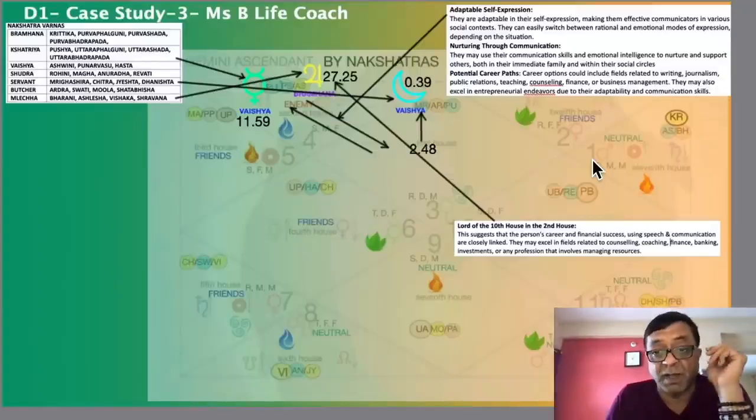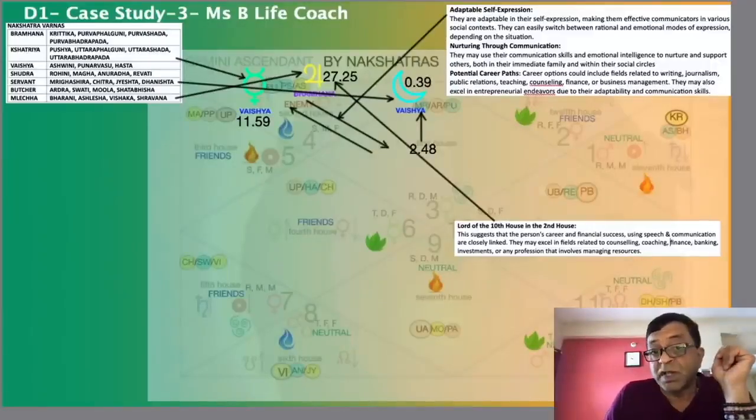There has to be lots of blah, blah. Are closely linked. They may excel in fields related to counseling, coaching, finance, banking, investments, or any profession that involves managing resources. In this case, you might call it people's resources, if that's what pleases you, okay?